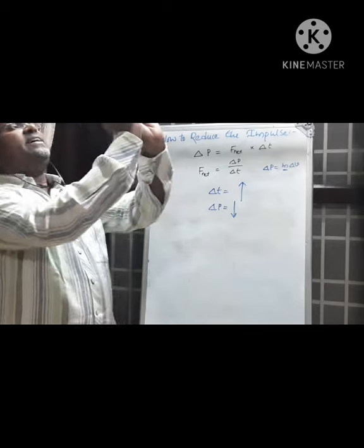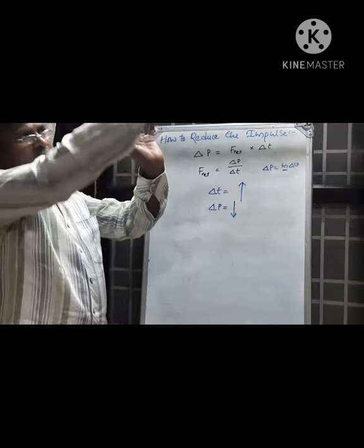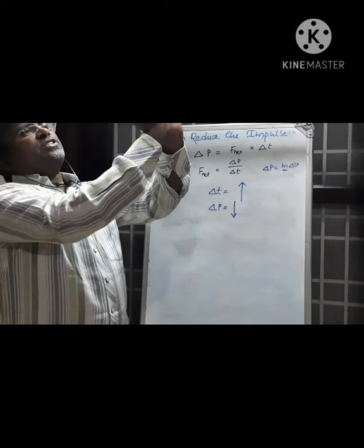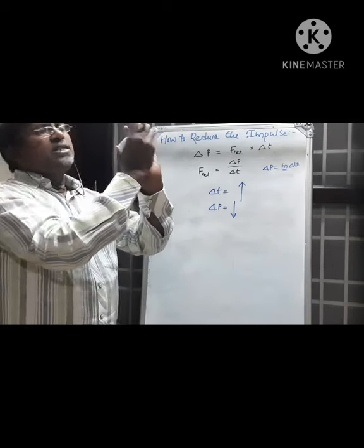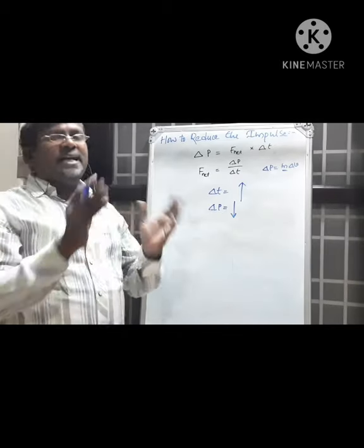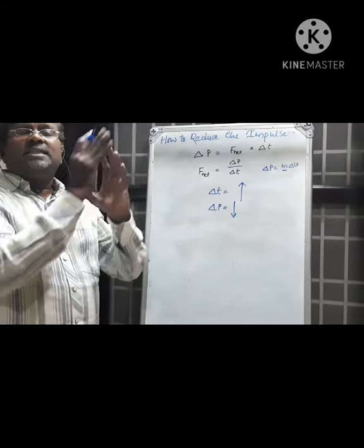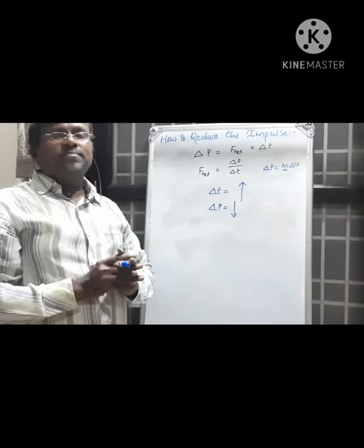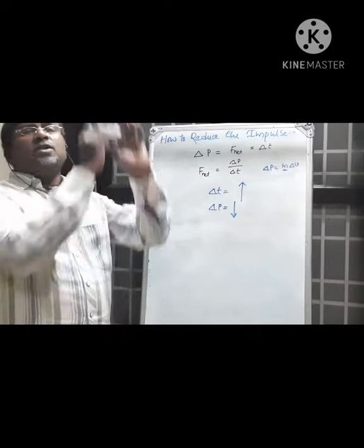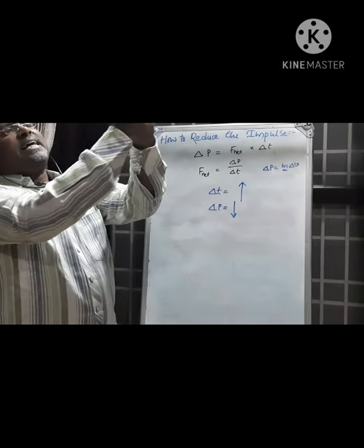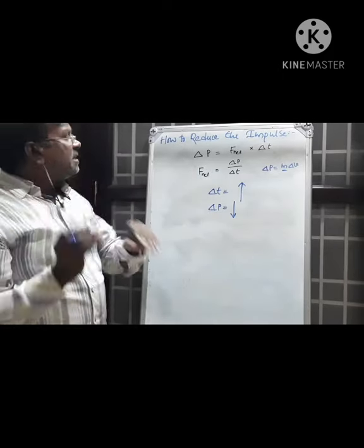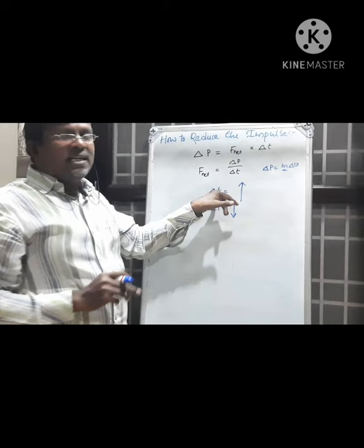Otherwise, what happens? For example, the ball is coming towards me and I try to catch the ball like this. It hits me, and the impact will be very high. The impact of the force will be very high, and it will definitely give a pain. Then what do I do to avoid that pain? I just take back my hands along with the ball to some extent, increasing the traveling time.